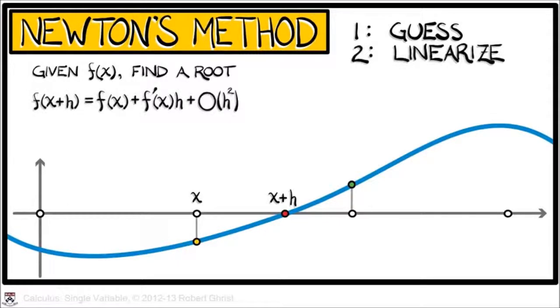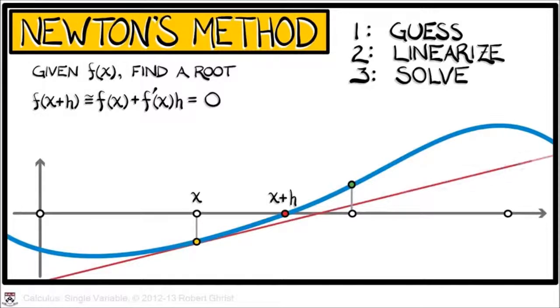We're going to linearize f at x to get f at x plus h equals f of x plus f prime at x times h plus terms in big O of h squared. Ignoring those terms and approximating, we can solve for the root. Set that equal to 0 and solve for h. And that gives us minus f of x over f prime at x.